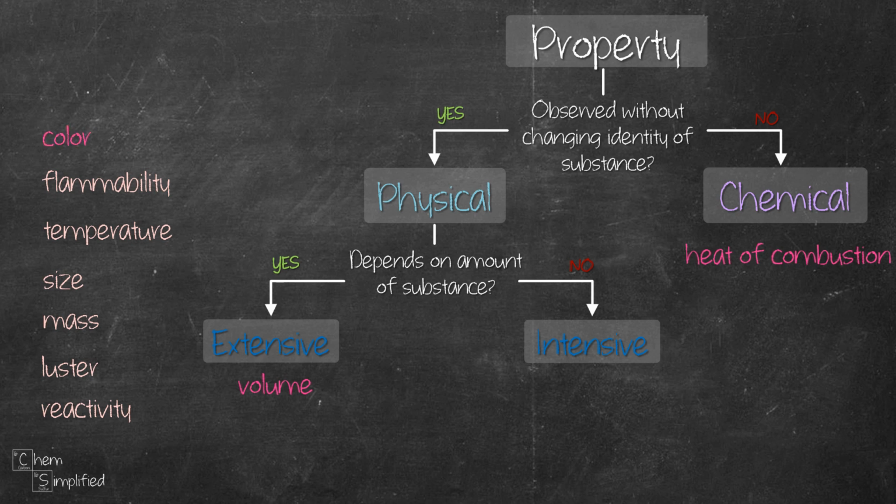Color. It can be observed without making any change to the substance identity, therefore making it a physical property. Now, since we can observe the color regardless of the amount, that makes color an intensive property.